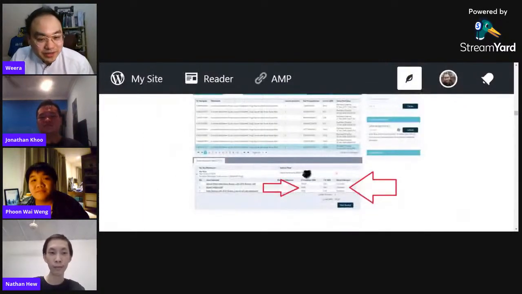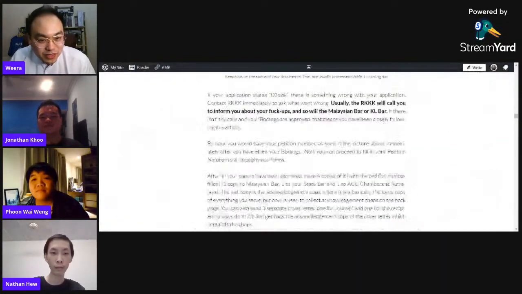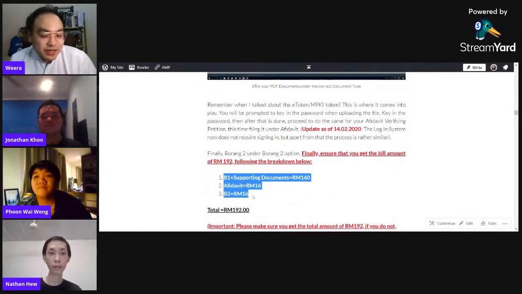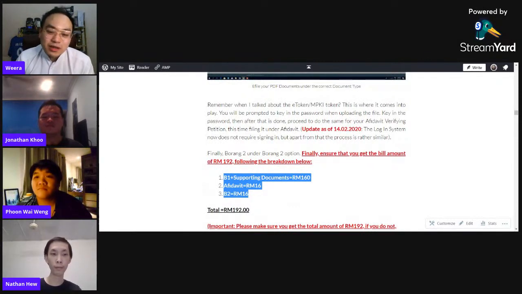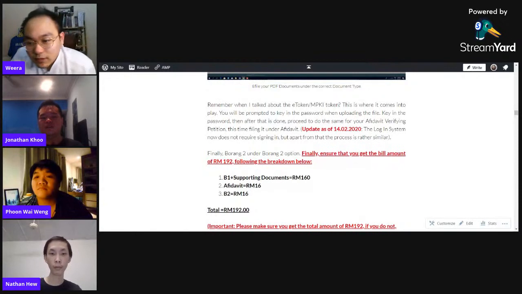So as you can see here, always make sure that you pay 192 ringgit. If you don't pay 192 ringgit, your filing will be invalid. Something is seriously wrong. RKKK will call you and say, please withdraw and refile. You do not want to face this problem, okay? Make sure you pay 192 ringgit. Okay, so that is that actually.